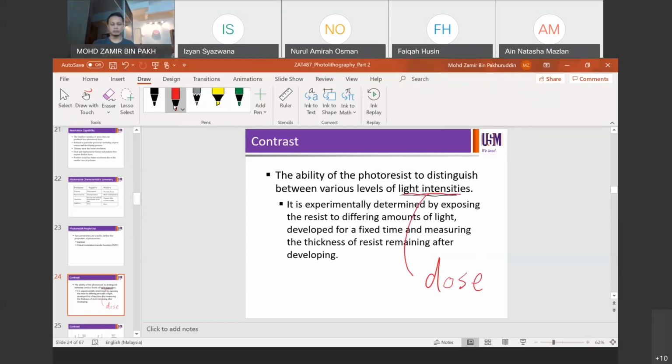Dose, in millijoule per cm squared, we call dose as well. It is experimentally determined by exposing the resist to different amounts of dosage in the scanner process, and then, for a fixed time, we measure the thickness of resist after the development process. This describes what we need to do to arrive at the contrast curve. On the next page we will see the contrast curve, where we plot the resist remaining, in terms of thickness, against the dosage of scanner exposure.